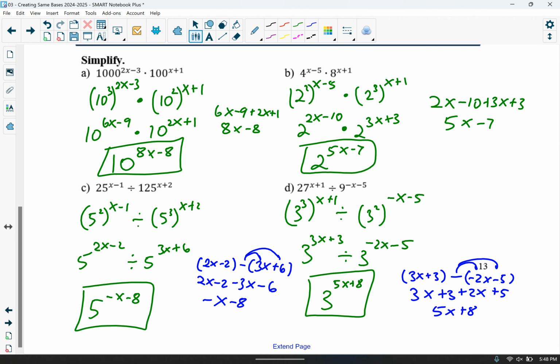Okay, so everything for today, we're trying to get to same bases or a given base if you're told, and then looking at using our exponent operations to simplify to that one same base.